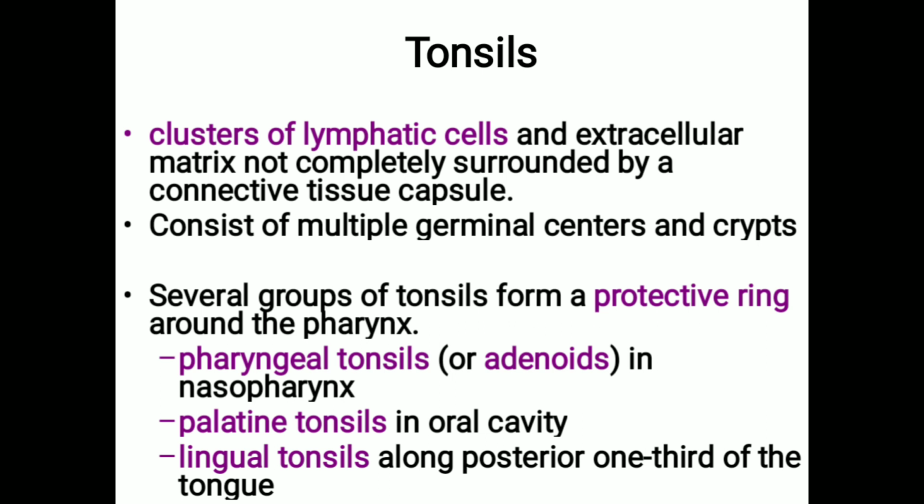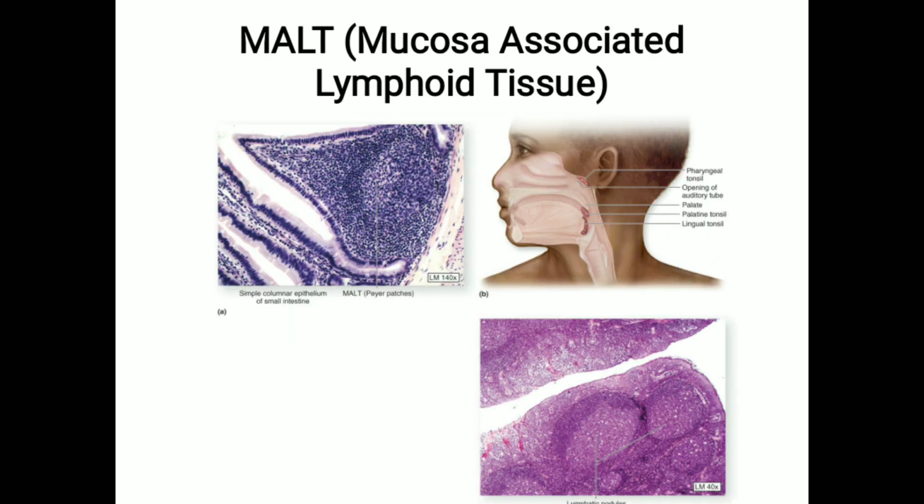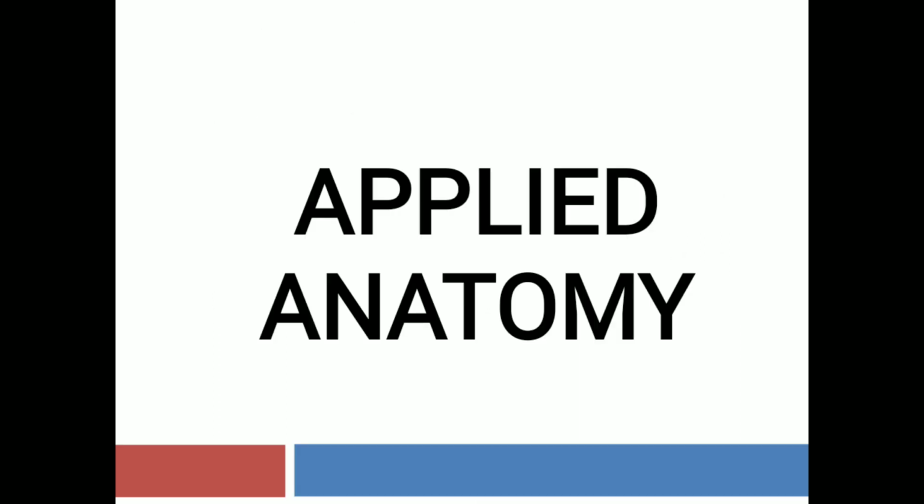There are four groups of tonsils around it. They are called the pharyngeal tonsil, palatine tonsil, and lingual tonsil. The first line of defense, see here, the oral cavity. They are called the tonsils, and they are mucus associated lymphoid tissue. Okay, this is about the lymphatic system.